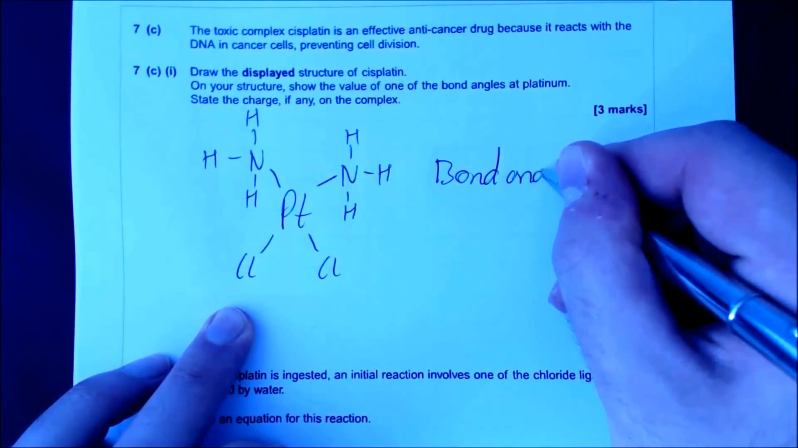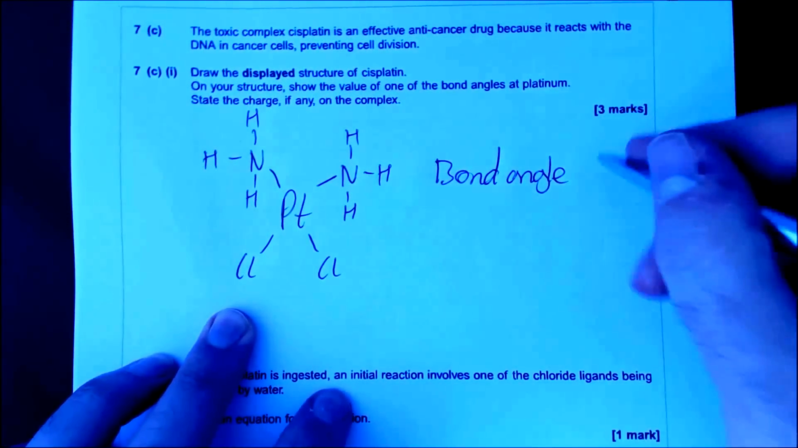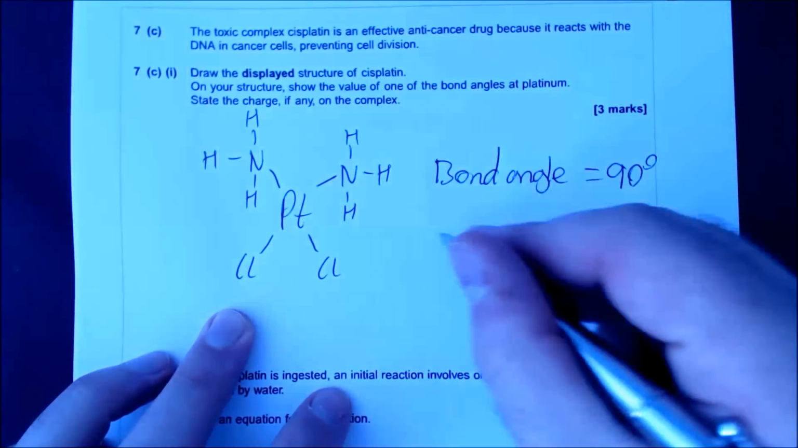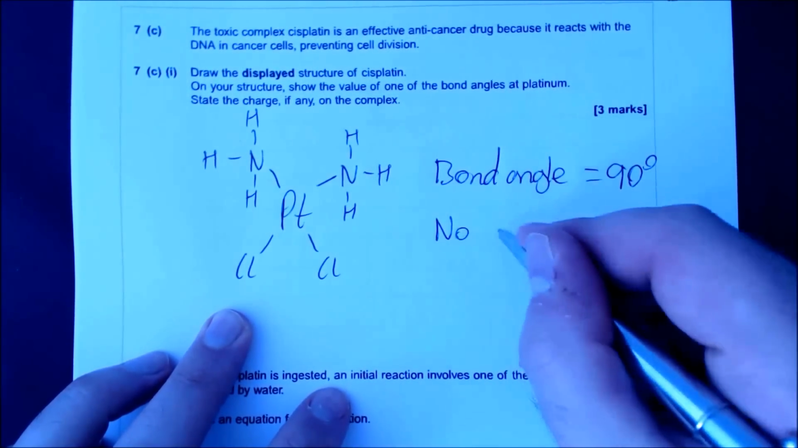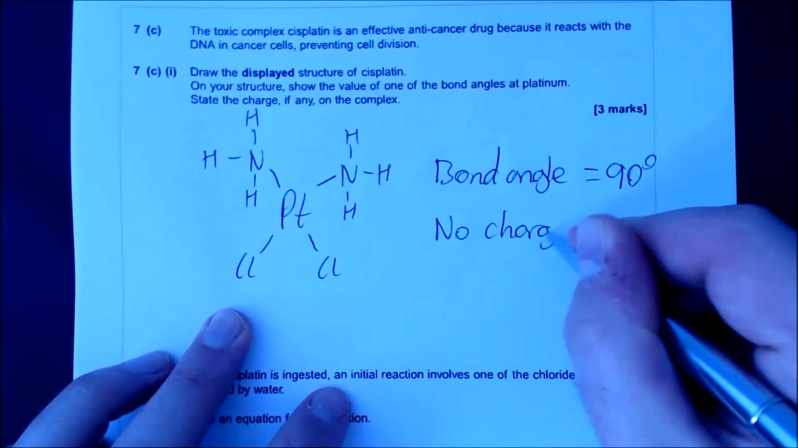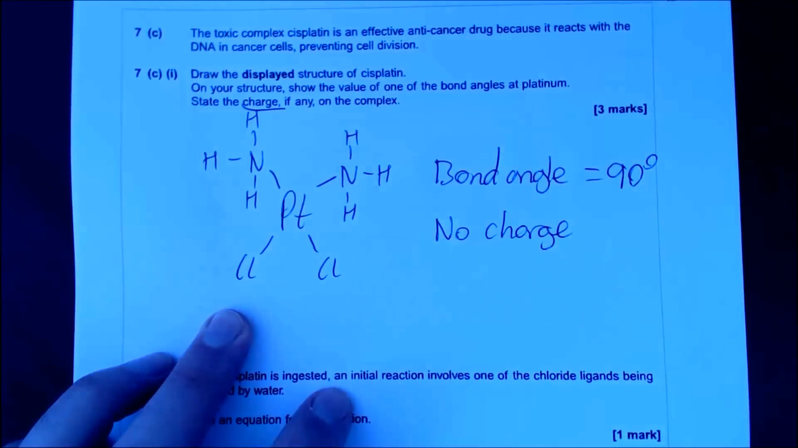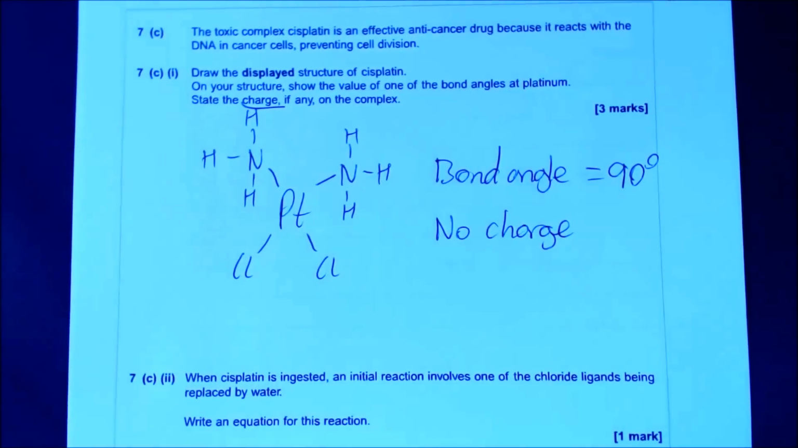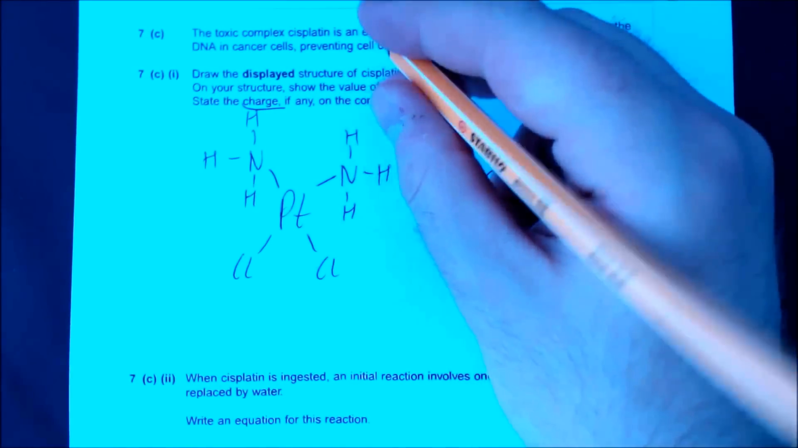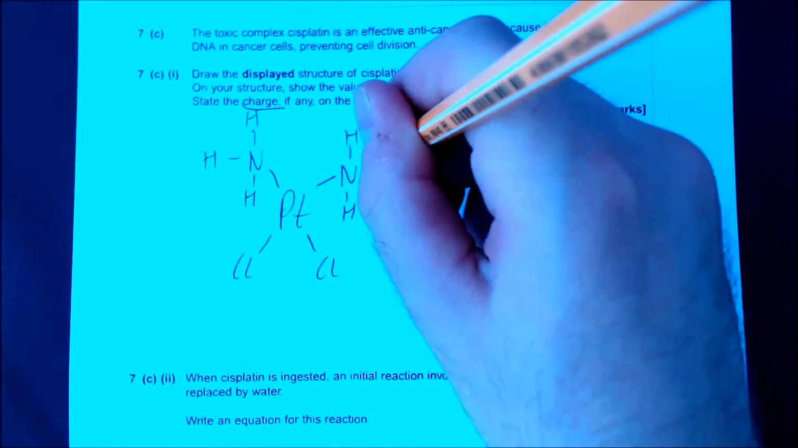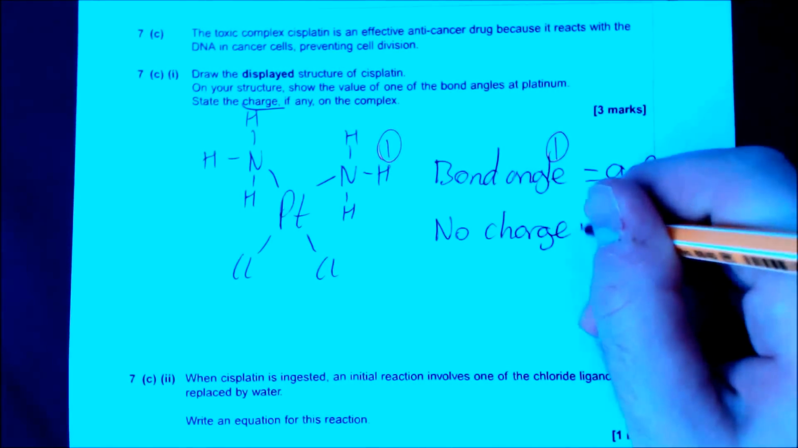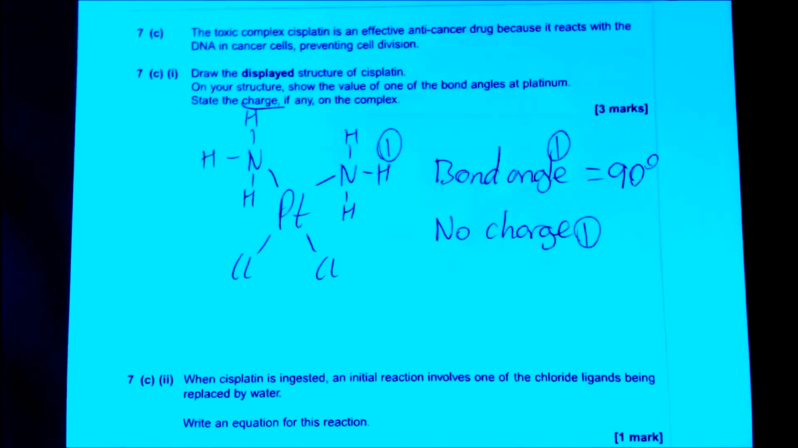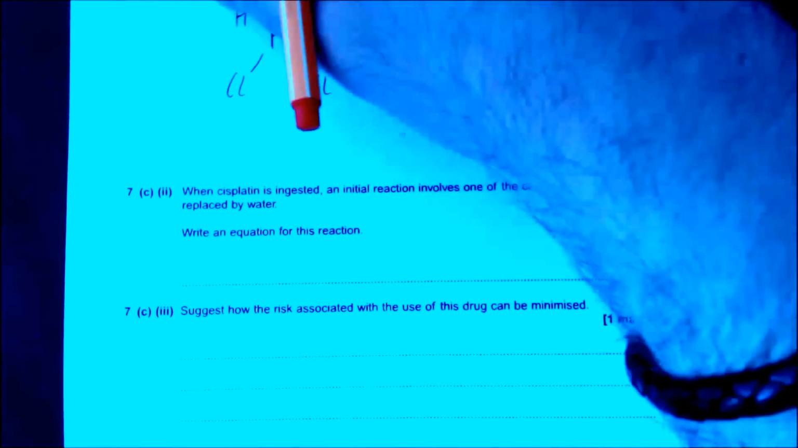Okay, so the bond angle: this is a square planar molecule, so the bond angle here would be 90 degrees, and the charge on this is no charge, because it has to state the charge. Platinum's +2, so there's no charge on there. So 3 marks, pretty straightforward. You've got 1 for bond angle, and 1 for stating the actual charge of it. Okay, right.